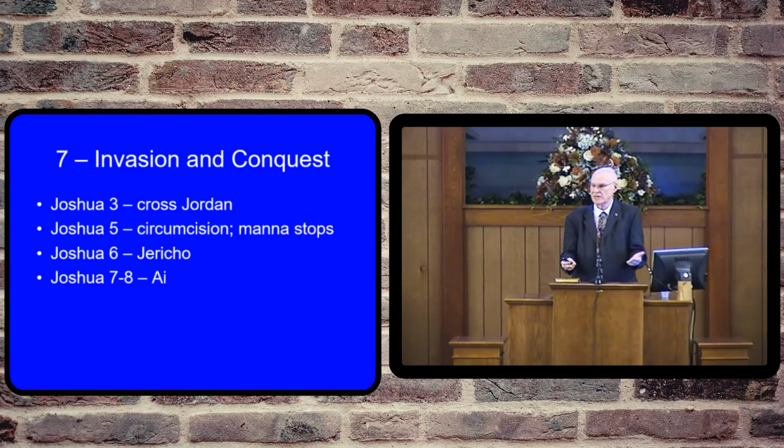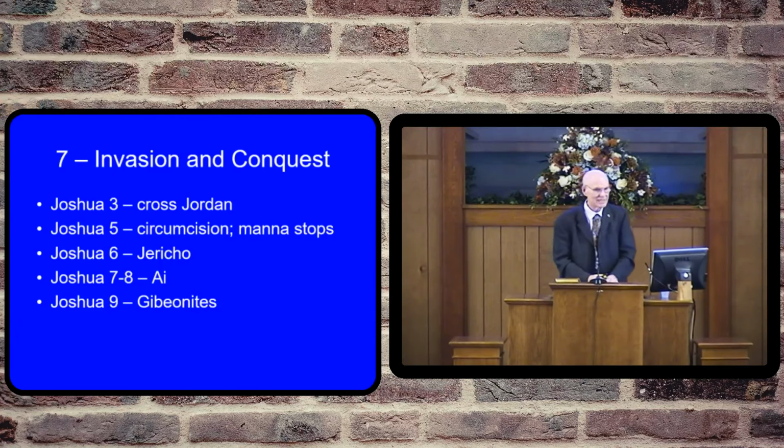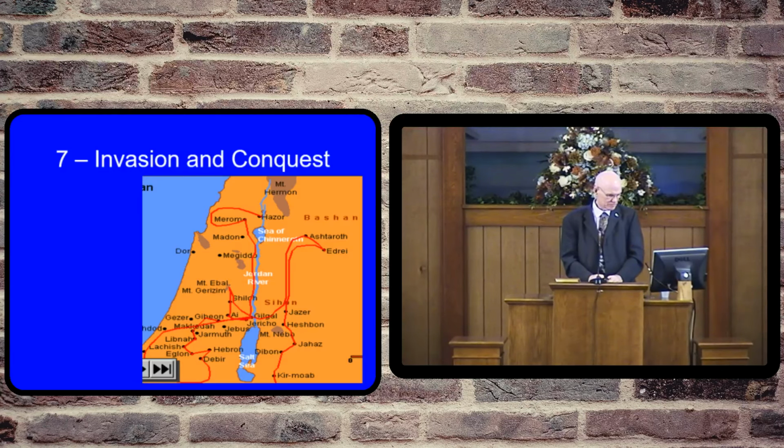So now they go up in chapter 7 to a little small village of Ai, and they are defeated. And they can't understand why. It's because of sin in the camp. They deal with that sin. They go back in chapter 8, and they take Ai. Chapter 9, they make an unwise covenant with the Gibeonites that'll come back to bite them later on.